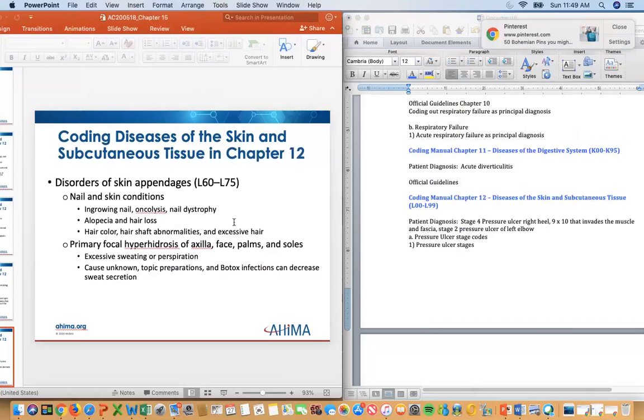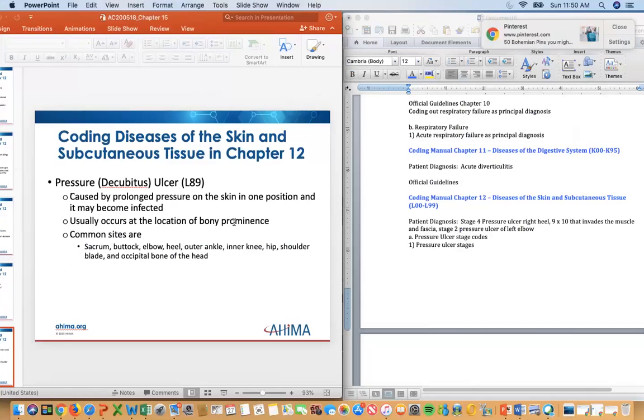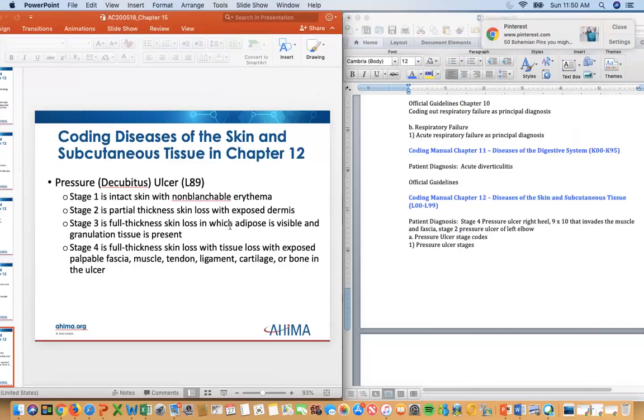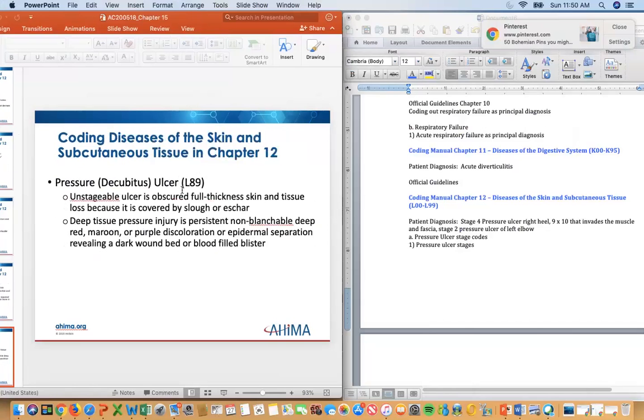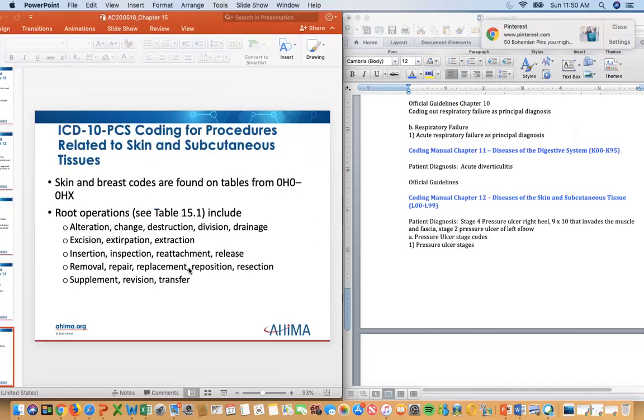Solar conditions, again, we have nail and skin. A decubitus ulcer, I do see a lot of decubitus ulcers, especially for people that are bedridden, so we code out a lot of those. If they're gangrene, are they going to lose their leg? Are they going to do an amputation? Those are one of our high diagnoses also, and it gives you the stages, 1, 2, 3, 4, and your physician will give that stage to you, and if they don't, that's when you query the physician and ask for that. Pressure decubitus ulcer, unstageable, deep tissue, again, non-pressure underlying conditions.